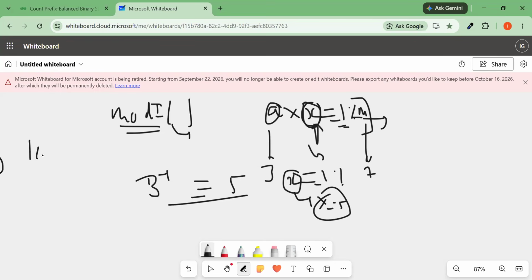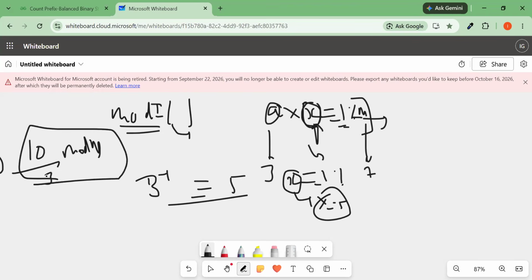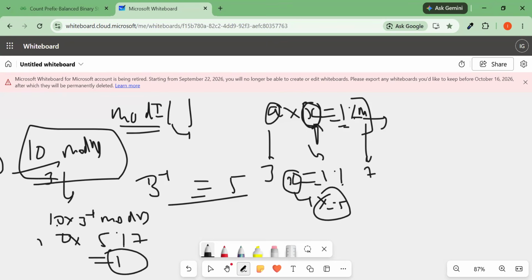So if we have to do 3 divided by 3 modulo m, we cannot do direct division. So we write this as 3 into the inverse of 3 modulo m. What is the inverse of 3? It is 5, with modulus 7. So 3 times 5 is 15, and 15 modulo 7 is 1. This is how you can find the modulo inverse. Hope you understood the meaning of modulo inverse and how to find it.